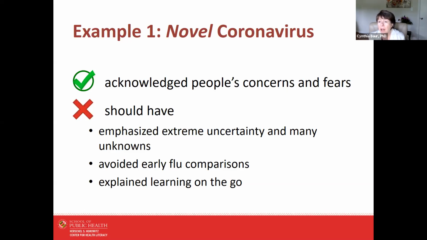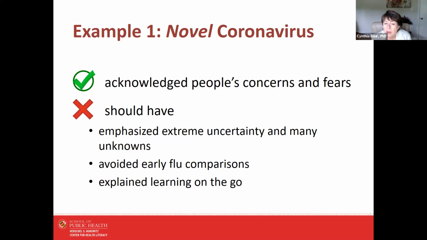But what we did not see much of is really how much uncertainty there was around this. I put novel in italics here because while that was the official name of the virus in the beginning, it also should have been a real clue about how cautious we needed to be in terms of talking about what the virus was and how humans might be affected.